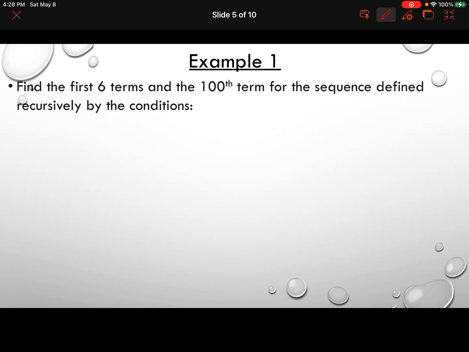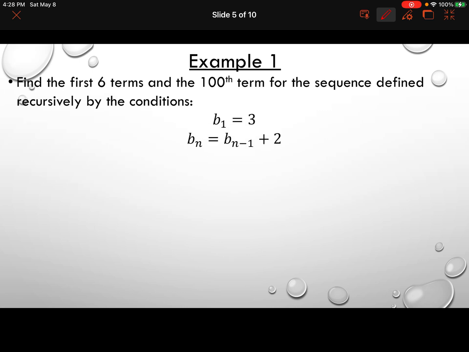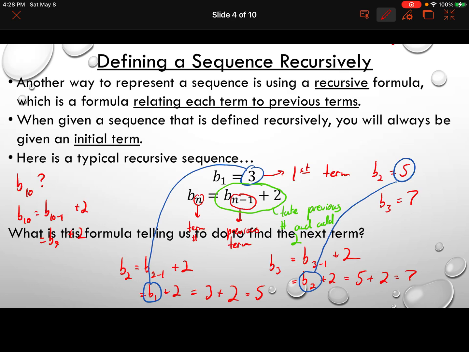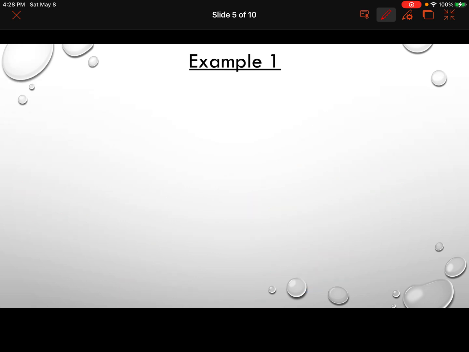All right. So let's quickly try this out using this recursive formula. Or wait, did we already try it? We already found some of the terms. So we already found the second term and third term.